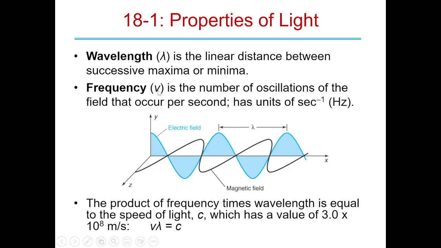Frequency, typically denoted by a V, but it's actually the little V with the tail that is the correct way. But everybody uses a V, because V with the tail is impossible to put in. It is the number of oscillations of the field that occur per second. It has units of time to the -1, typically seconds to the -1 in spectroscopy, which would be hertz, right?